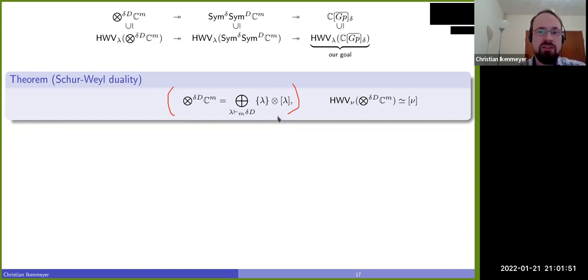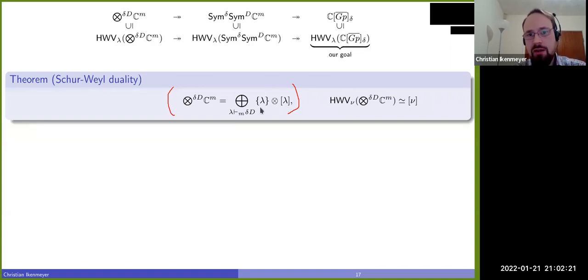So first of all, what you see is there are no multiplicities here. And the second thing is that each lambda here is paired with the same lambda. That's also completely not obvious. Why should it, right? So this is the theorem, and that is Schur-Weyl duality, saying that there's no lambda tensor mu where those are not the same. And also there are no multiplicities. So this is completely understood, how this looks like.